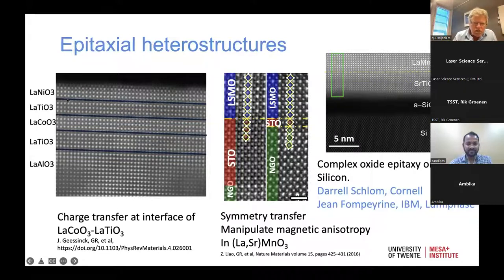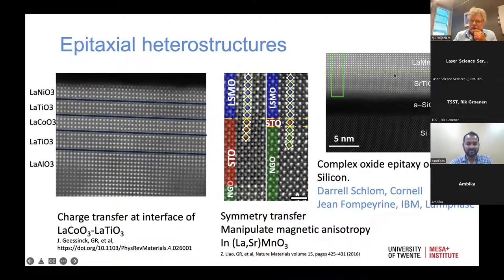So, on the picture on the right-hand side, you can see a stack of lanthanum titanate and lanthanum cobaltite, where we have electronic reconstructions at the interface, and thereby change the properties of these materials. In the middle, you can see where we made lanthanum strontium manganates, and by tuning the interfaces, we could tune the symmetry in these manganates and therefore change the magnetic anisotropy in such materials.